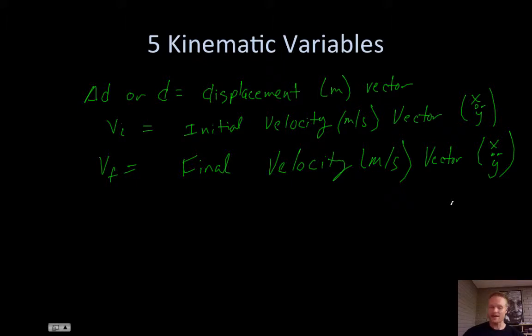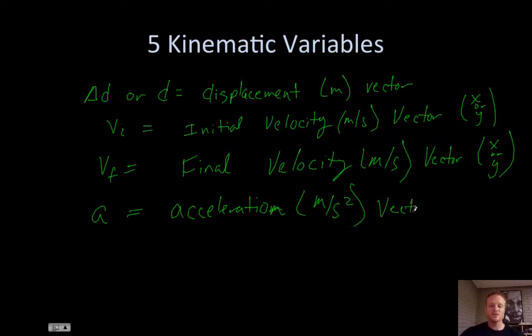The next one is acceleration. A is for acceleration, which is meters per second squared. Remember, an acceleration is a change in velocity. It too is a vector, and you can have an acceleration in the X or Y direction.